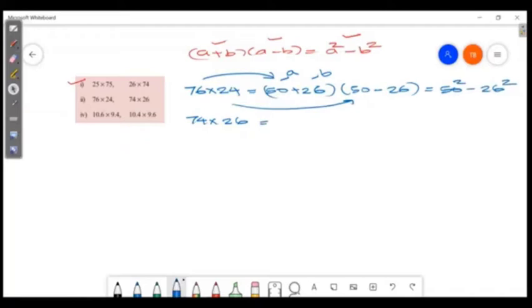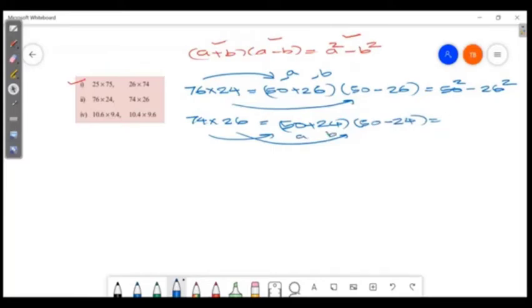So 50 plus 26, 50 minus 26, a square minus b square. That is 50 square minus 26 square. Second question, 74 into 26. We can represent 74 as 50 plus 24 and 26 as 50 minus 24.